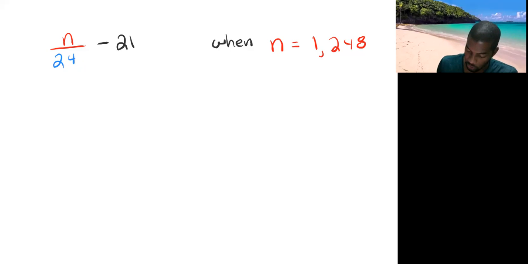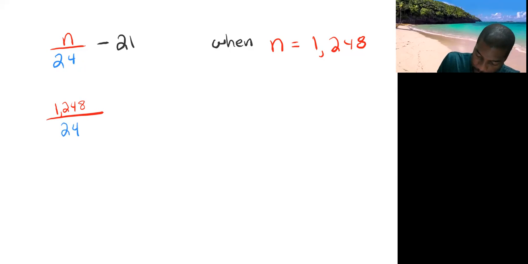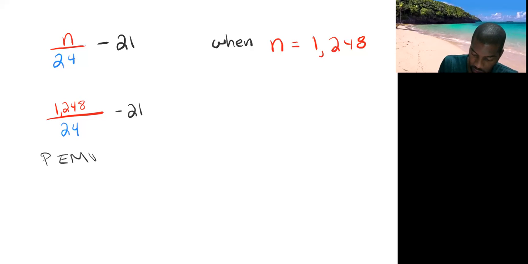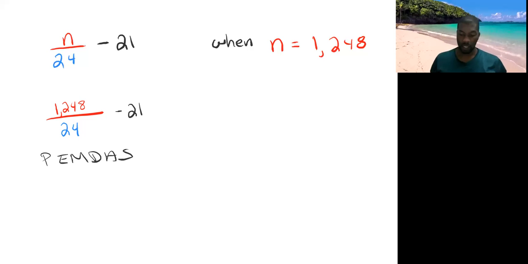Okay, here's what you're supposed to do. Replace your n with what they said n is, and n is worth 1,248. Rewrite the whole problem, 1,248 divided by 24 minus 21. Now here's where you want to obey PEMDAS. Do you have parentheses? No. Any exponents? No. Multiplication? No. Division? Yes. You want to do your division here first. And your division is the 1,248 over 24.